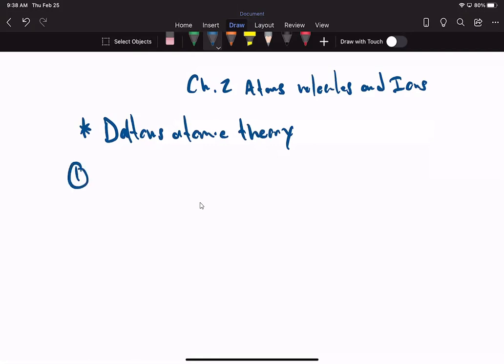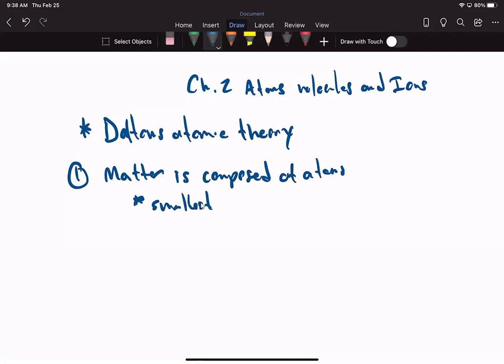So the first one was that matter is composed of atoms, right? And the atom is what's considered the smallest unit of any element. We're not talking about subatomic particles. We're not talking about electrons, protons, quarks. We're talking strictly the smallest unit of just an element, and that happens to be what we call the atom.